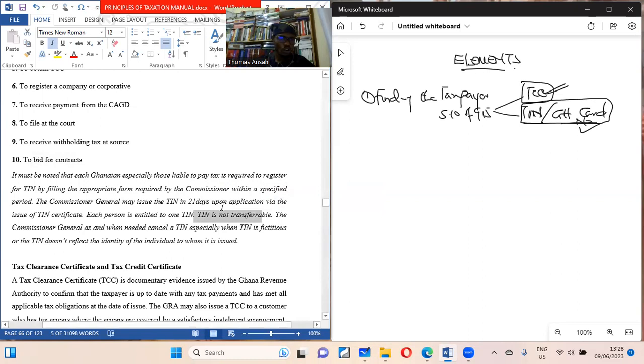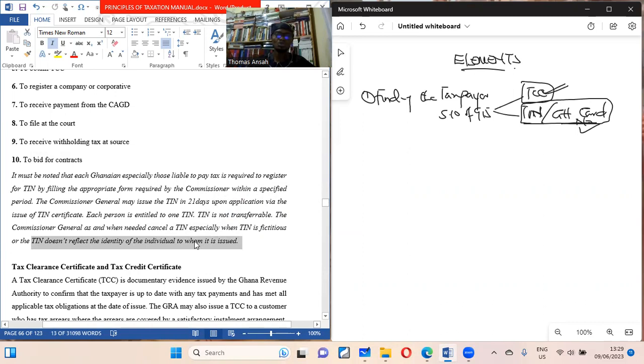All right. Then the Commissioner General, as and when needed, can cancel the TIN. So in this case that we are having with this Reverend Minister, if he deems so, the Commissioner General needs to cancel one of them, all right? Because when he sees it is fictitious or the TIN doesn't reflect the identity of the individual to whom it was issued, he has to call it off.